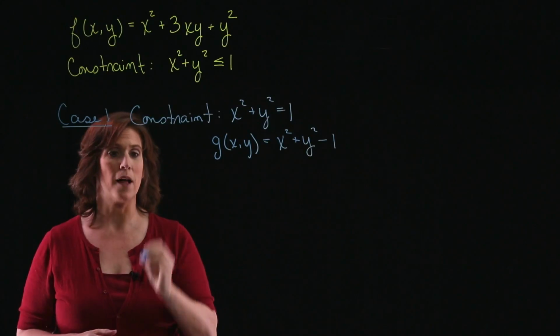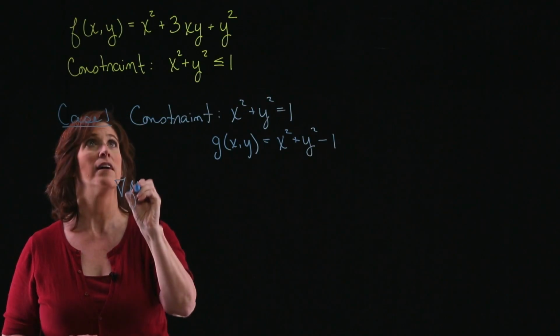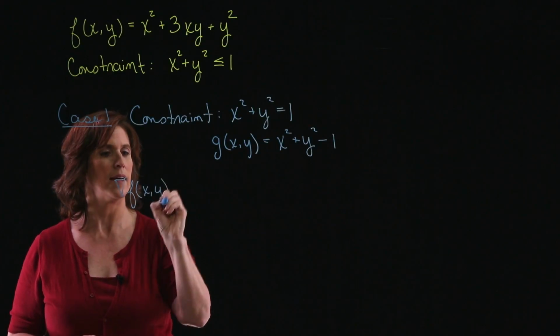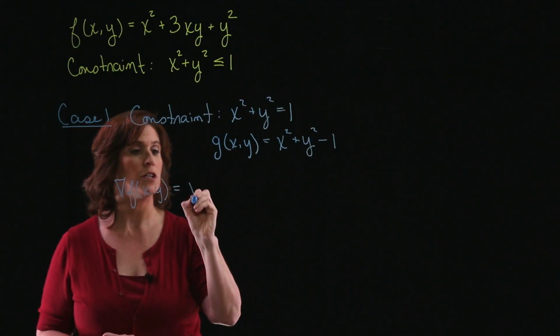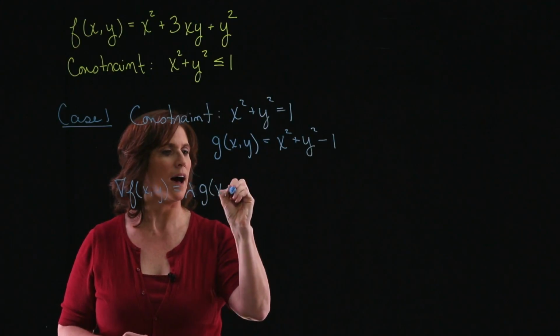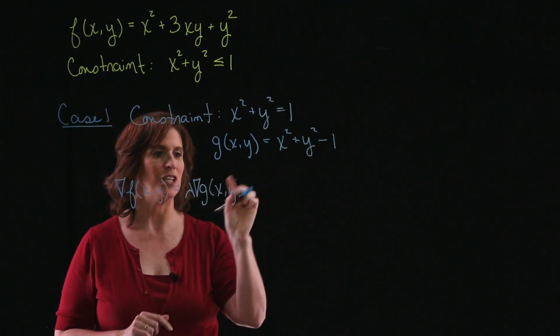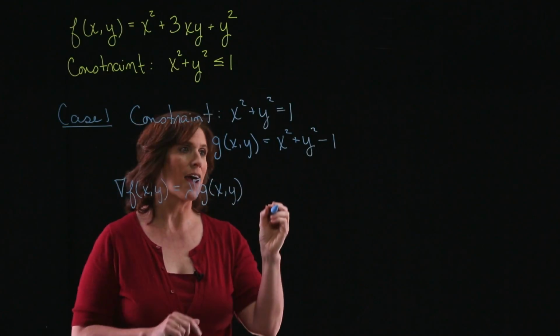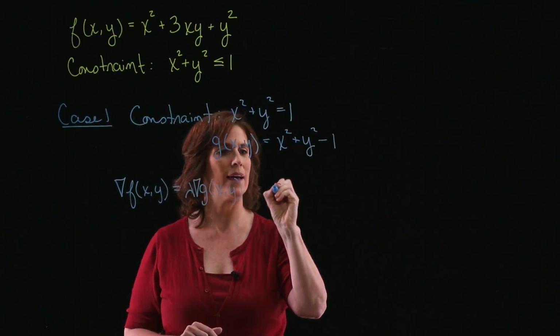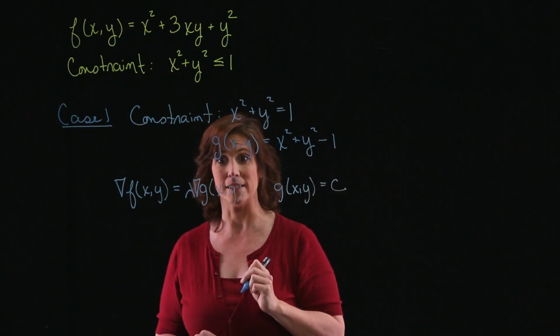And with Lagrange multipliers, what I'm going to do is take the gradient of f(x,y) and set that equal to lambda times the gradient of g(x,y). And I also have to know that g(x,y) is going to equal a constant.